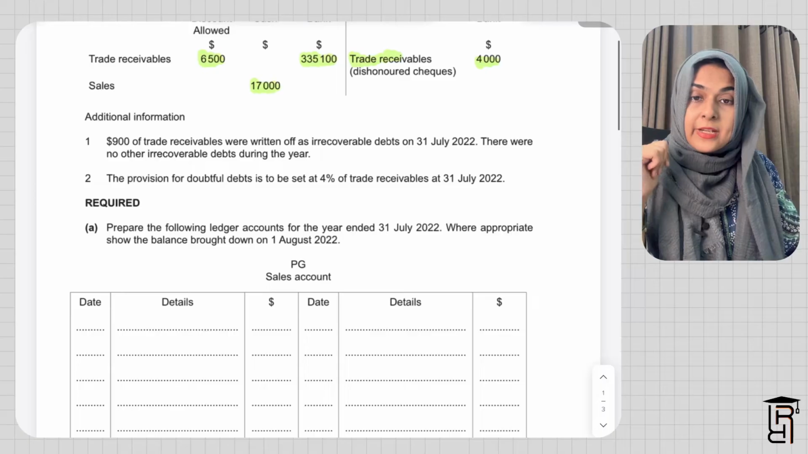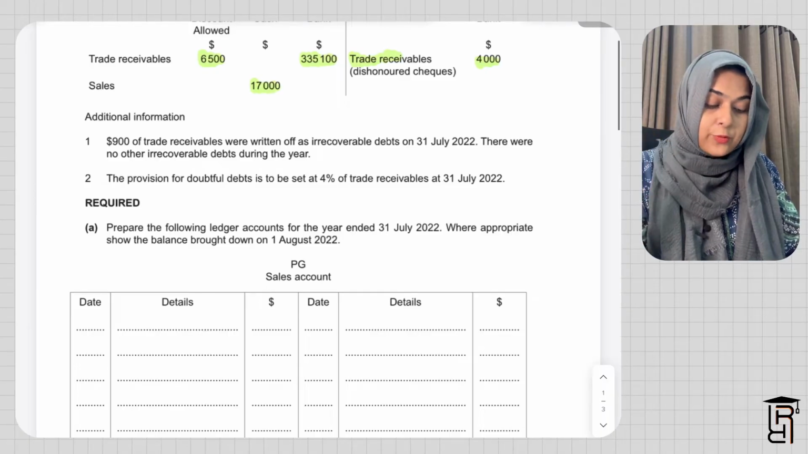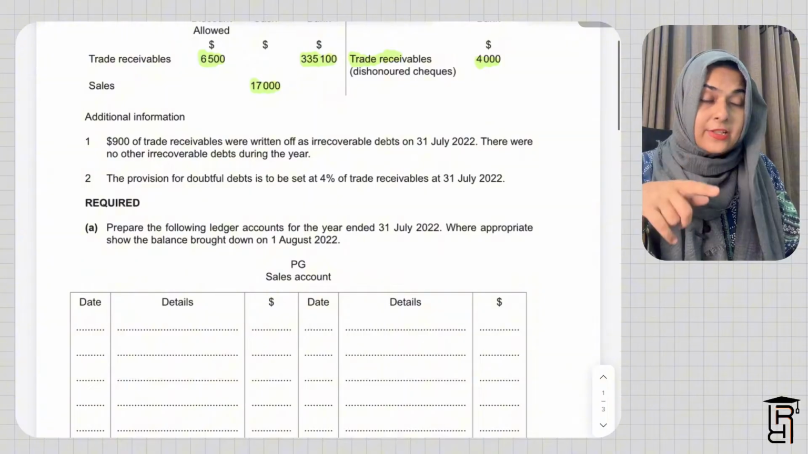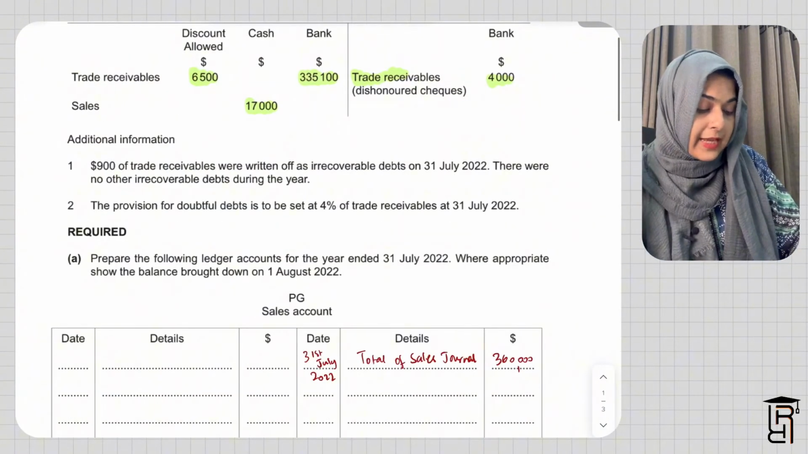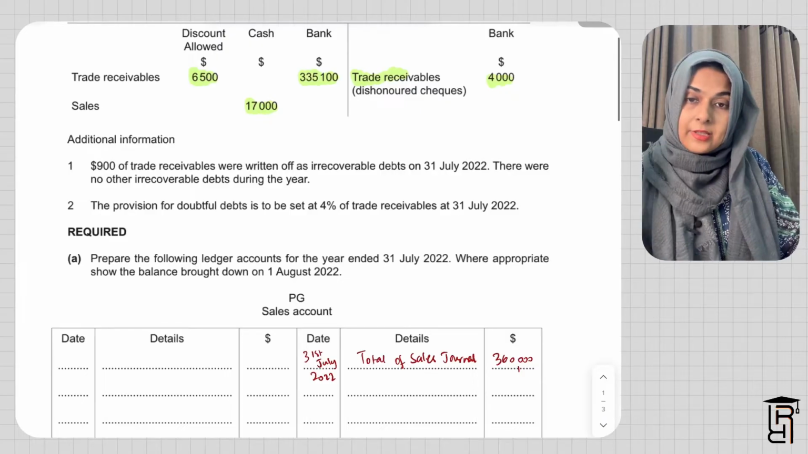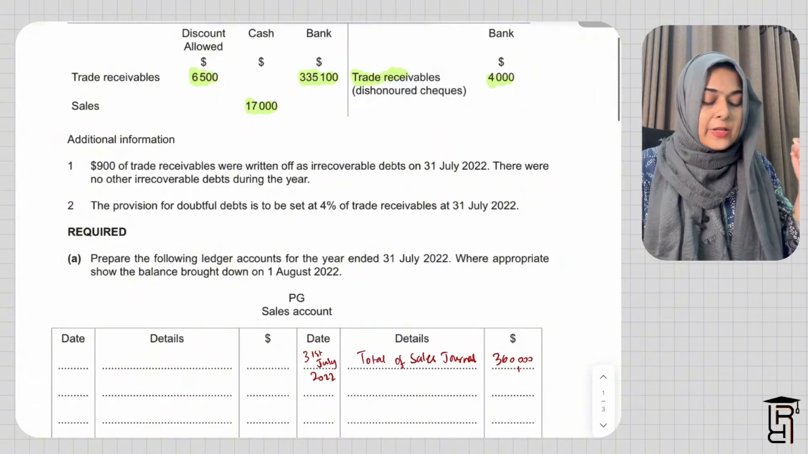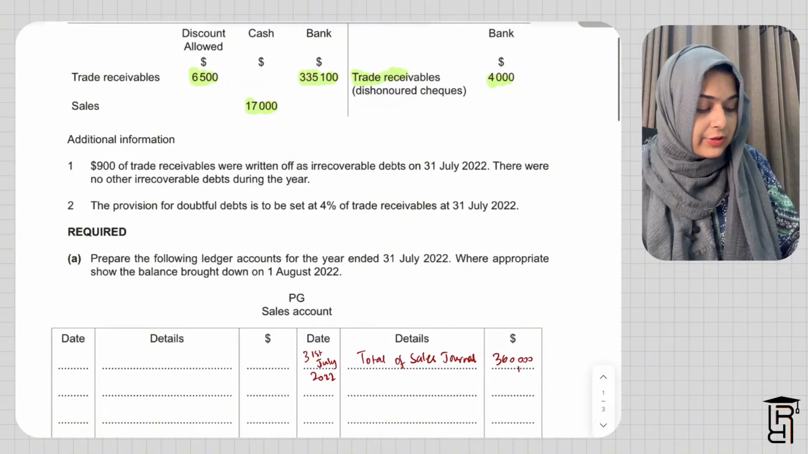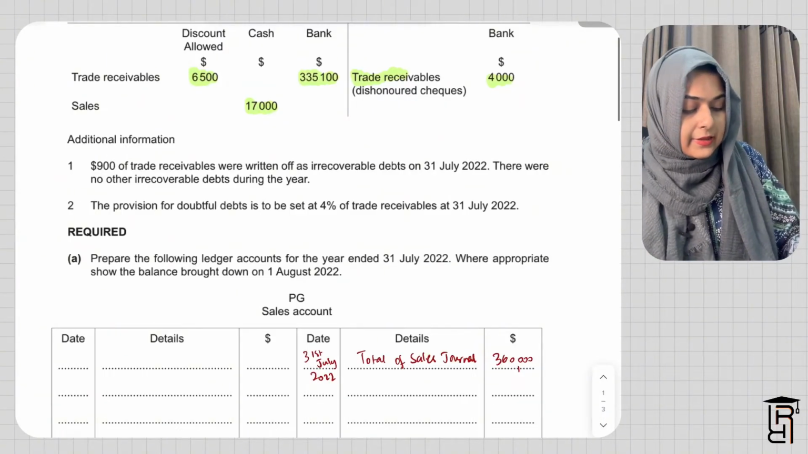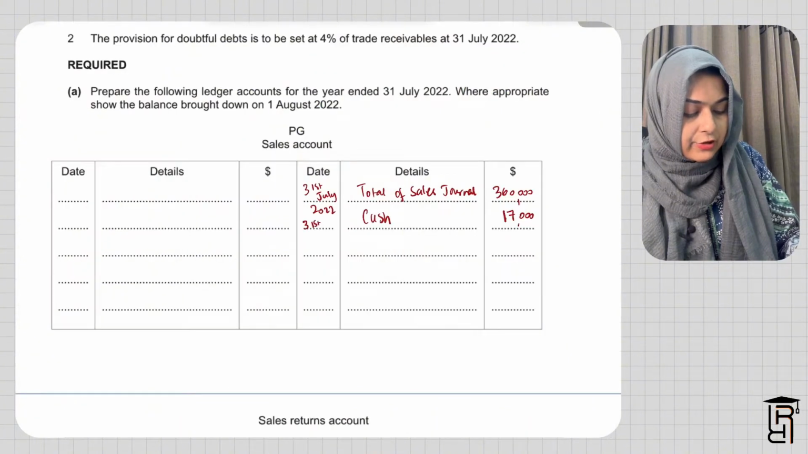Then I have also made cash sales. If I look at the cash book, I'll see that money is being received for the cash sales. So cash account is being debited, sales account is being credited. So I'll write here cash, because cash is the other account which is being debited. In the cash book we've written sales, in the sales account we'll write cash. We'll write here 17,000, and the date will be again 31st July 2022.